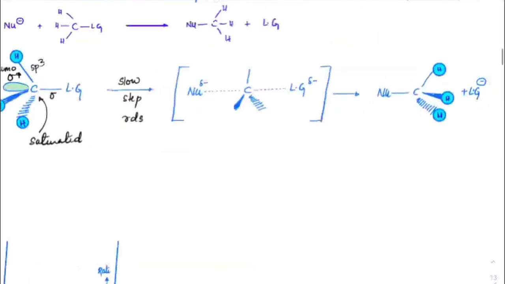On doing that, we will come across a transition state. This is a symbol we'll be using for transition state from now onwards. Got it? So this is a transition state which you will see.